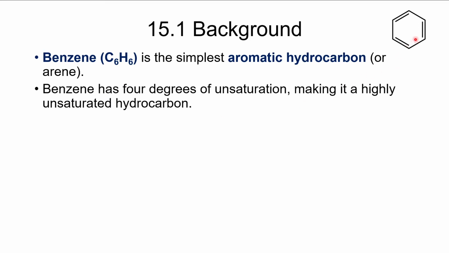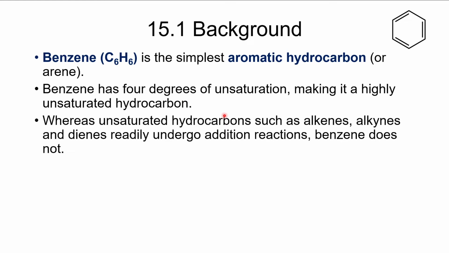Because of the 3 double bonds in the ring, we'll find that benzene has 4 degrees of unsaturation. A little bit later, we're going to do some calculations of degree of unsaturation. If you don't remember it, go back and look at chapter 10. At the beginning of chapter 10, I show how to calculate degrees of unsaturation.